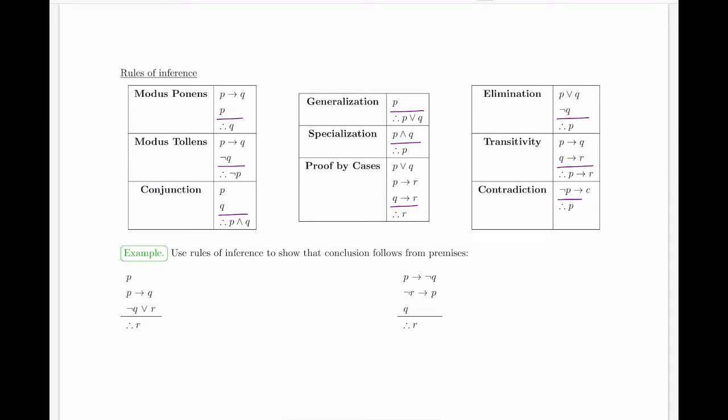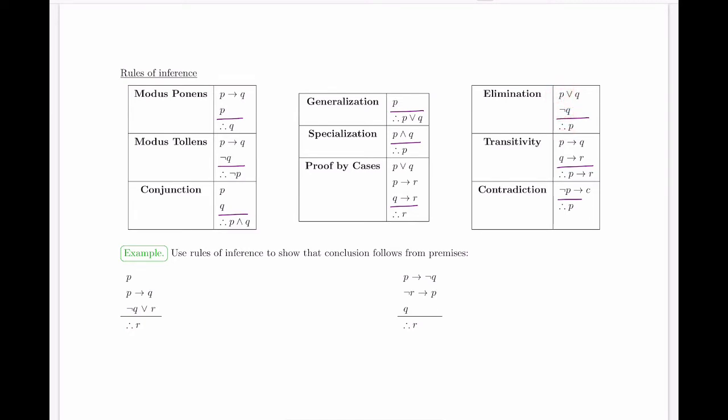Proof by cases might be a little overwhelming at the beginning. This is the first, 3-line one. But what we start with is P or Q, and then we have that P implies R and Q implies R. So no matter what, R is implied by the fact that we have either P or Q, and either one of them will result in R as a conclusion. Elimination allows you to get rid of one of the variables. You start with P or Q, and then you're very specifically told that it is not the case that Q. Therefore, we must have P.